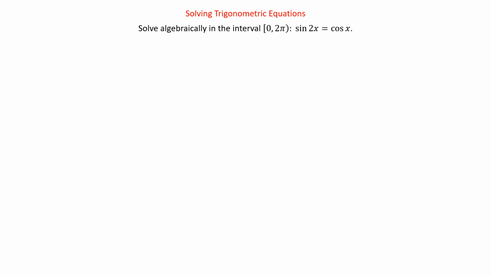Well, a lot of times when we solve, we want to be able to have factors, because when we factor, we get something times something equals 0, and then one of those things equals 0. We can't factor as is, but sine of 2x, we can rewrite. We know that sine of 2x is going to be 2 sine x cosine x equals cosine x.